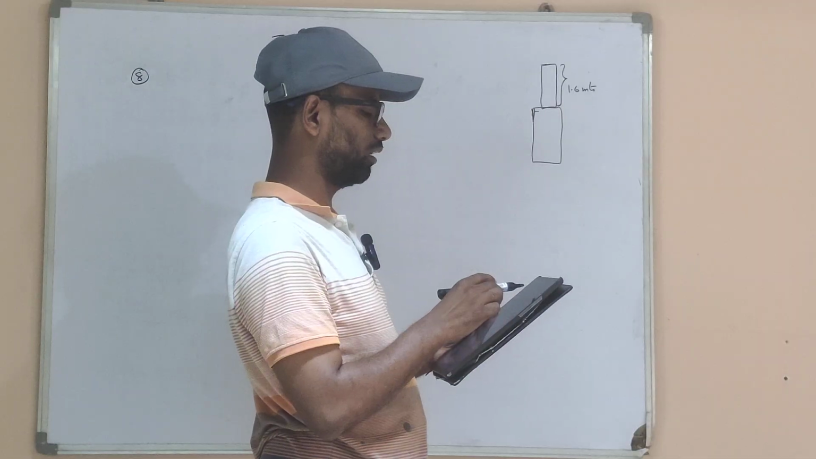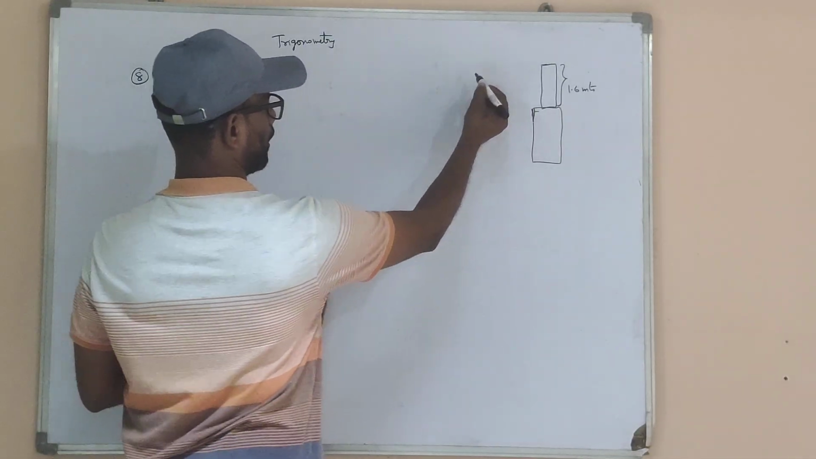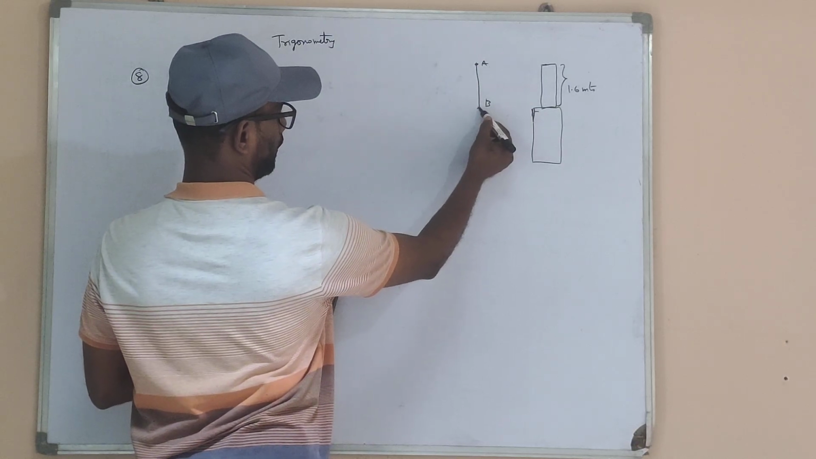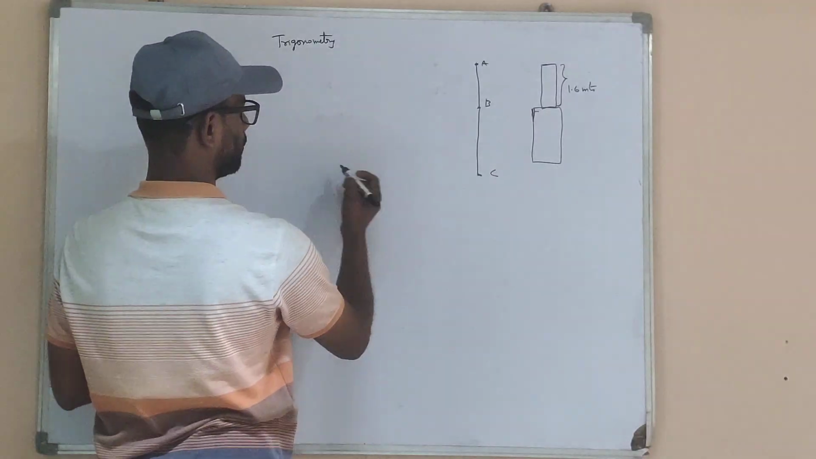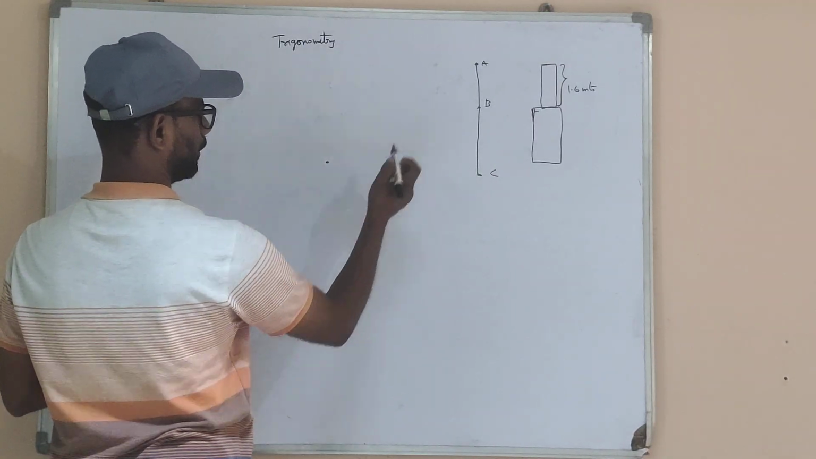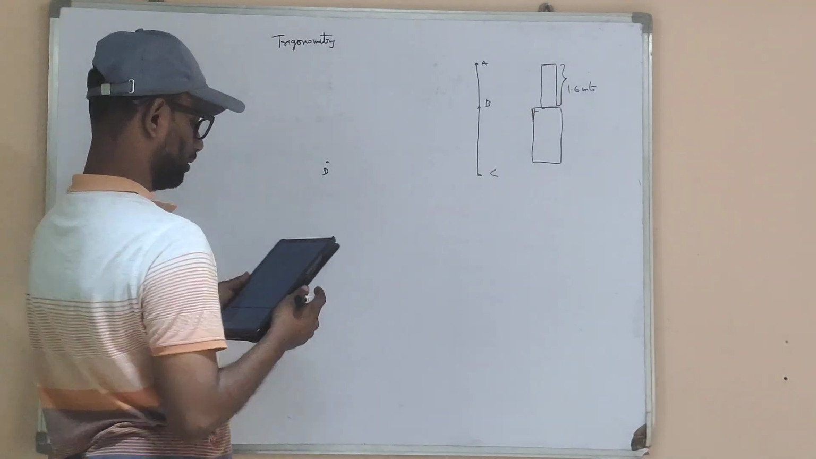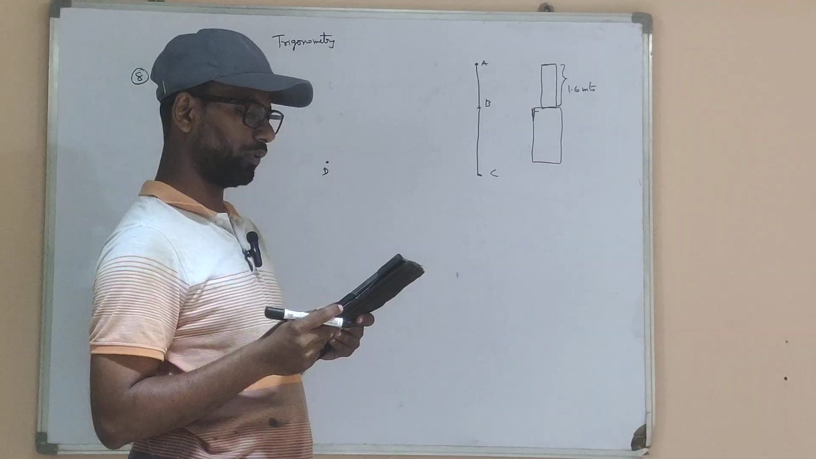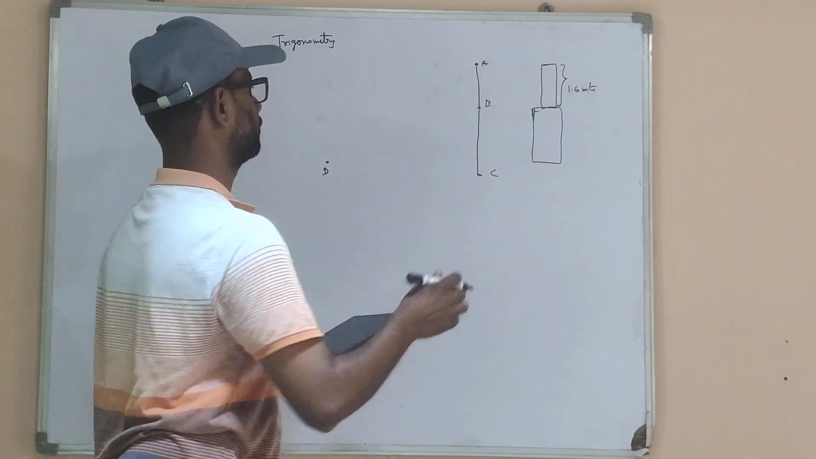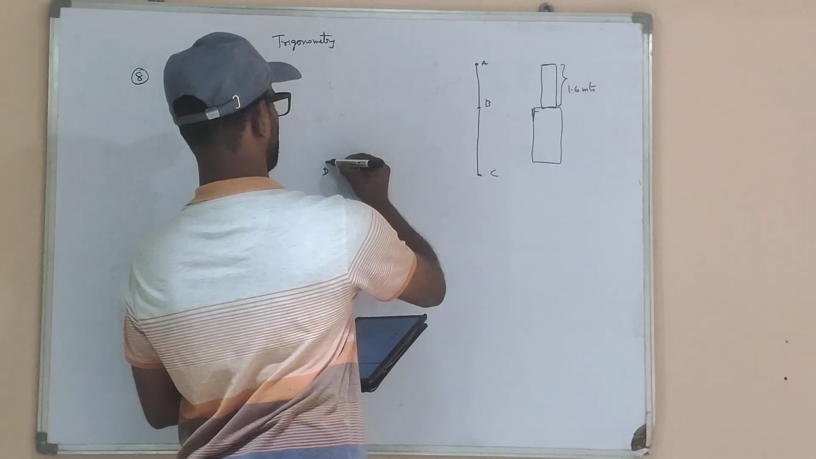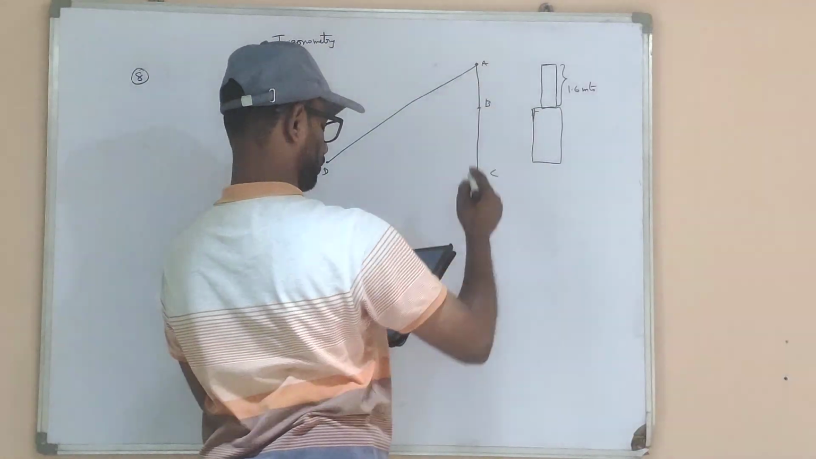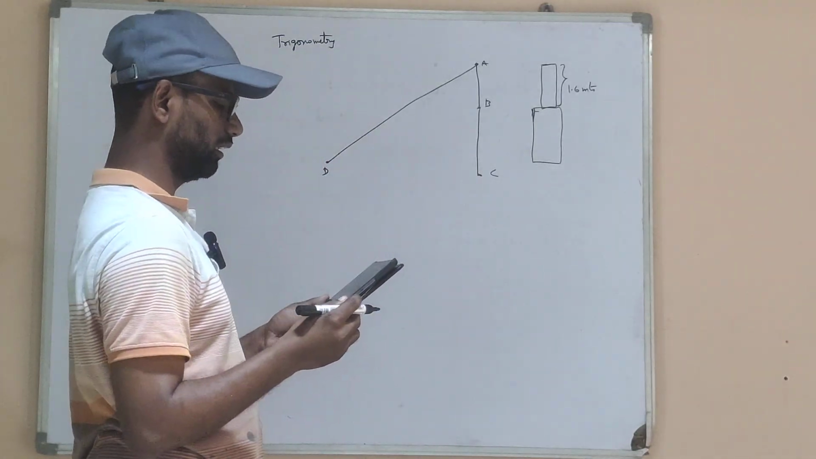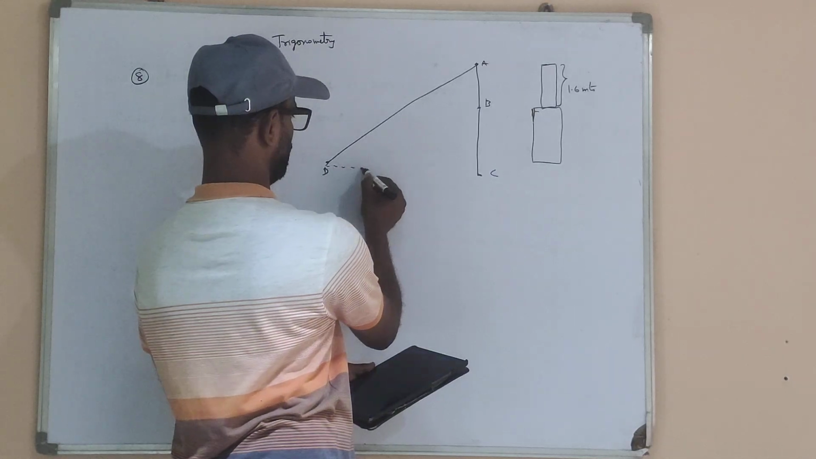From a point on the ground, the angle of elevation of the top of the statue. You can assume the figure like this. AB is the statue. Next, BC is the pedestal. Here is some point D on the ground. This is the top of the statue, and the angle of elevation from here is 60 degrees.